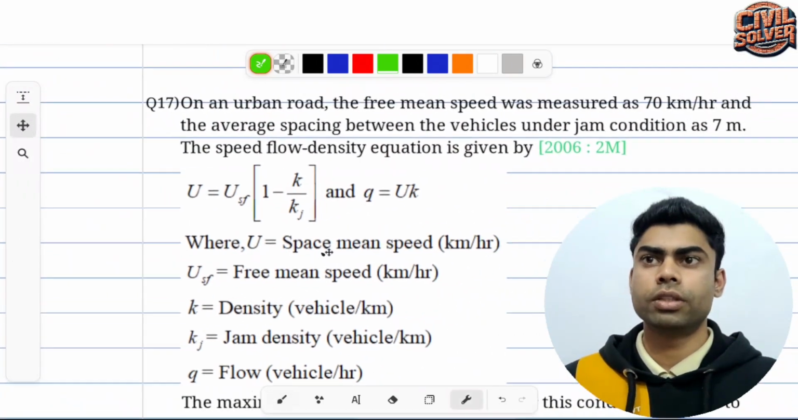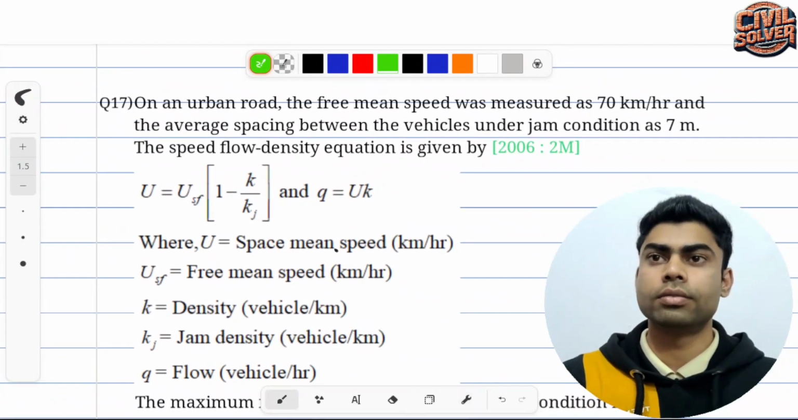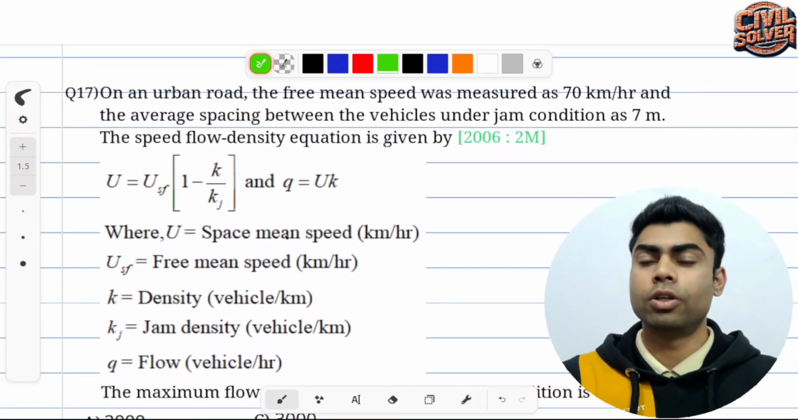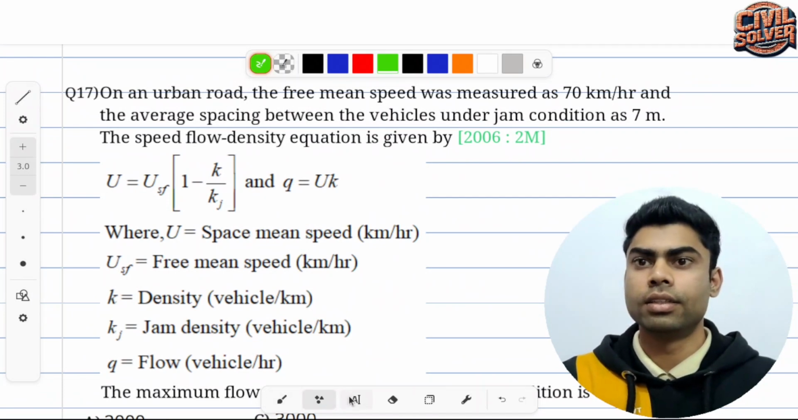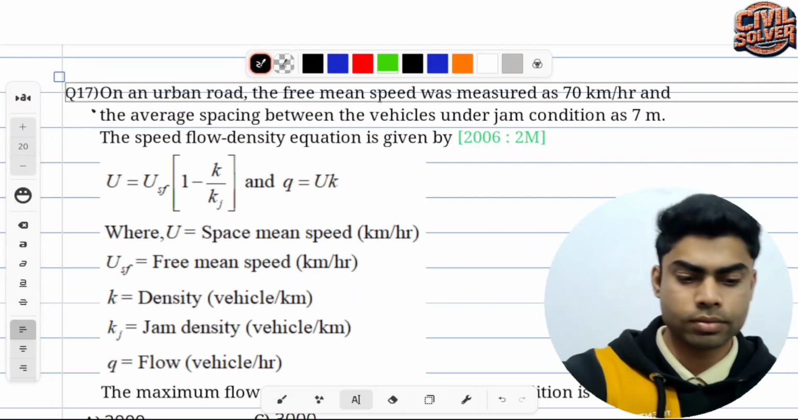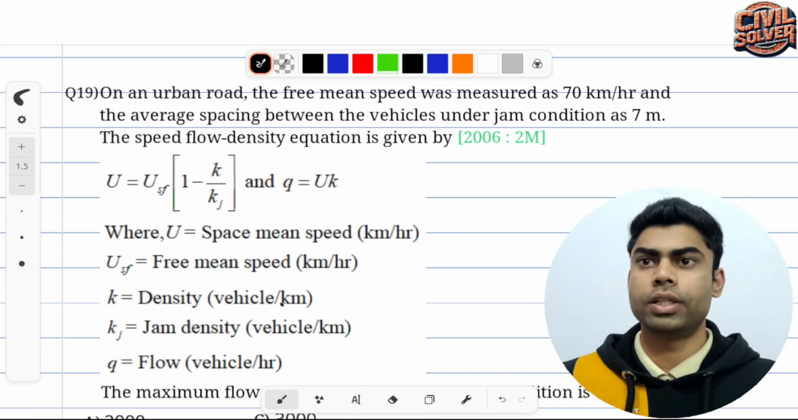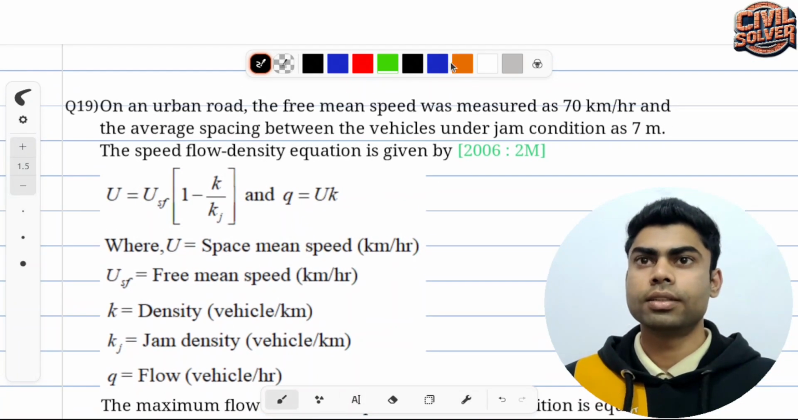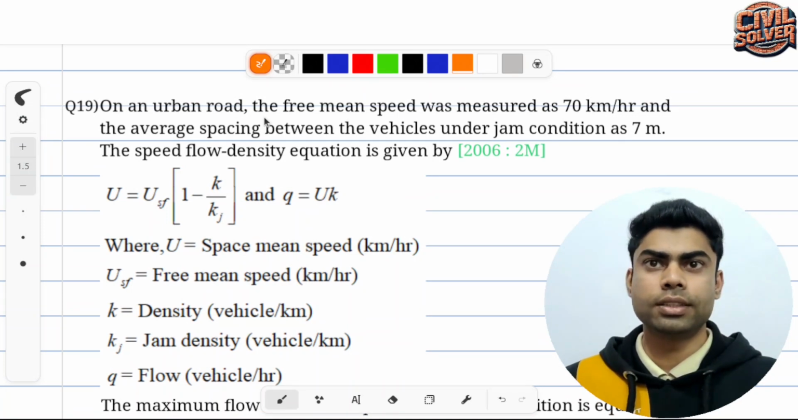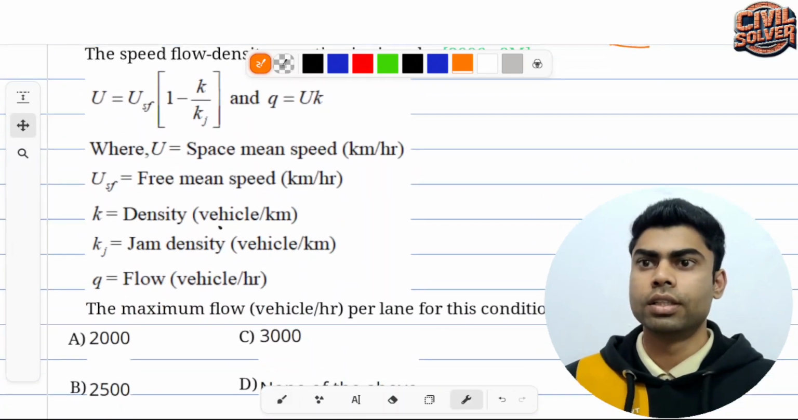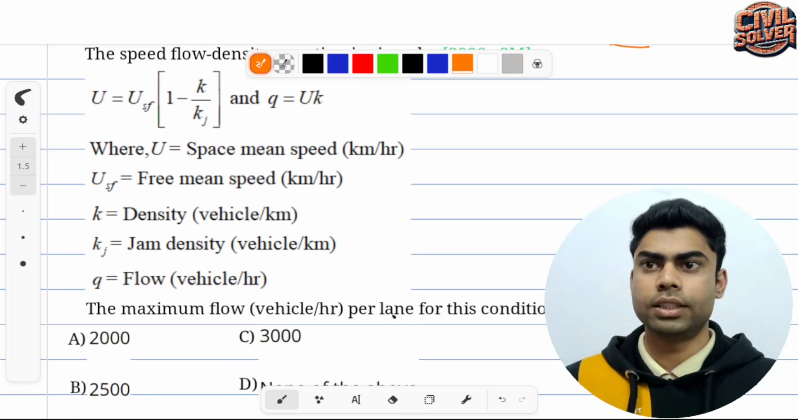Now moving on to the next question, we have question number 17. No, this is actually question number 19. There is a typing mistake over here. Question number 19. The question says, on an urban road, the free mean speed was measured as 70 km per hour and the average spacing between the vehicles under jam condition is 7 meters. The speed flow density equation is given by this equation. The maximum flow per lane for this condition is.